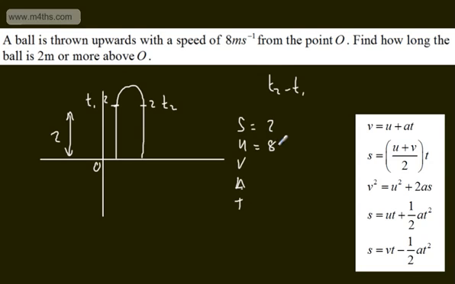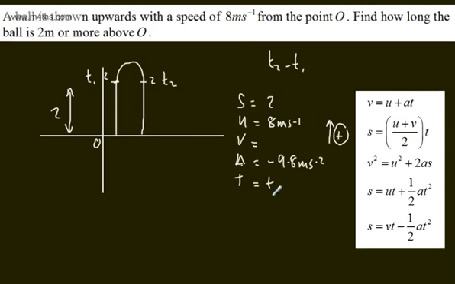8 meters per second it was launched with. We're not really interested in that. We want now the acceleration, which is minus 9.8 meters per second squared. And what we're going to have then is t. I'm taking up to be positive, hence why I've got a negative acceleration. That's just g.